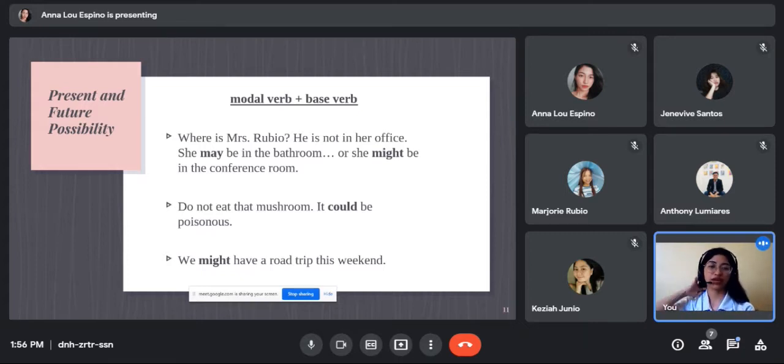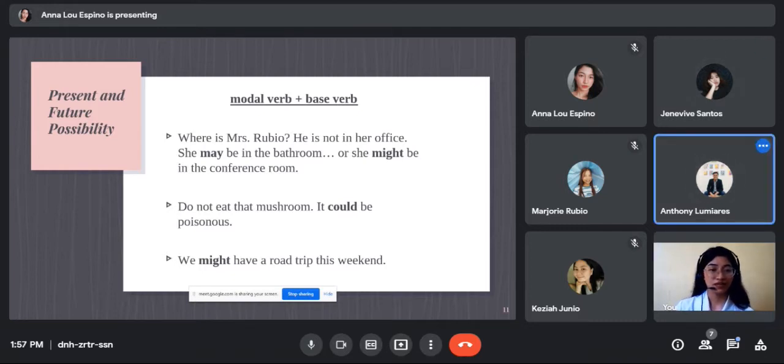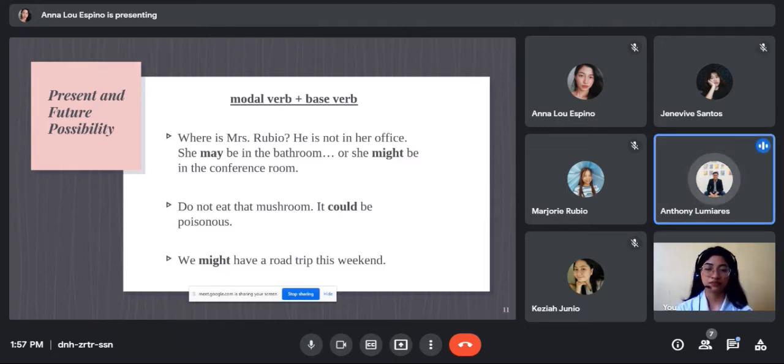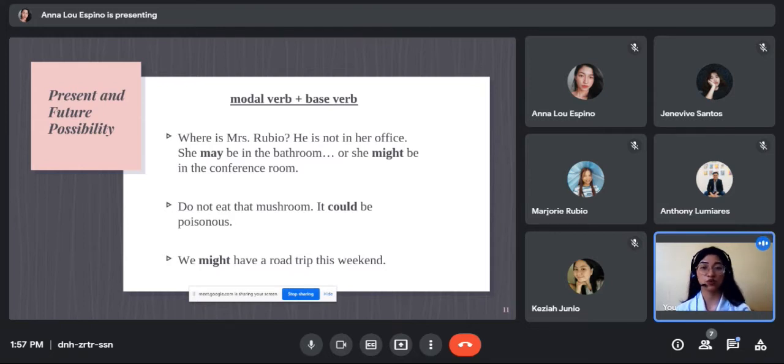Okay? Okay, next. Do not eat that mushroom. It could be poisonous. So the modal used is could, followed again by the base verb, which is be. Okay, who wants to read number three sentence? Anyone? Yes, Mr. Anthony? We might have a road trip this weekend. Okay. So the modal used is might, and it is followed by the base verb, okay? So take note of the pattern that I have given you. That is for present and future possibility.